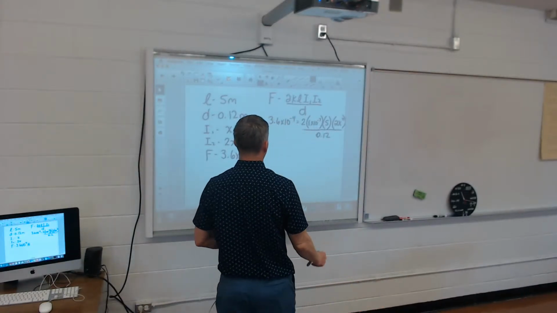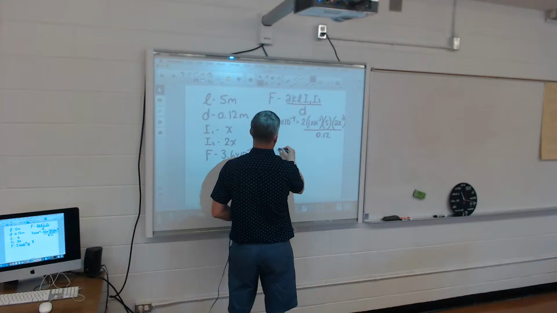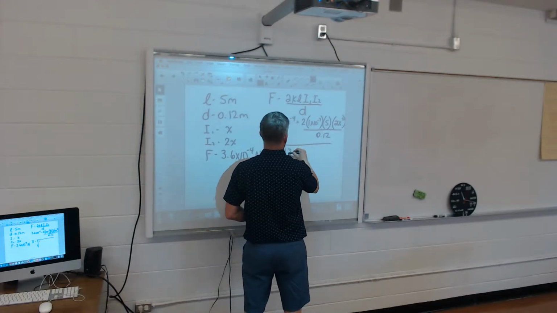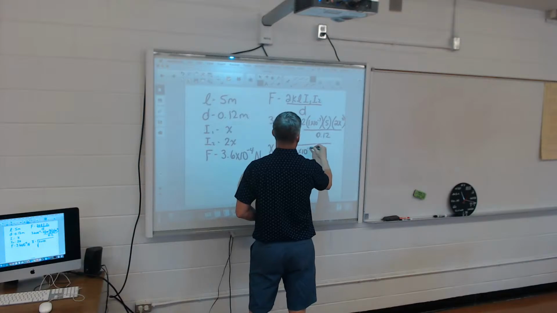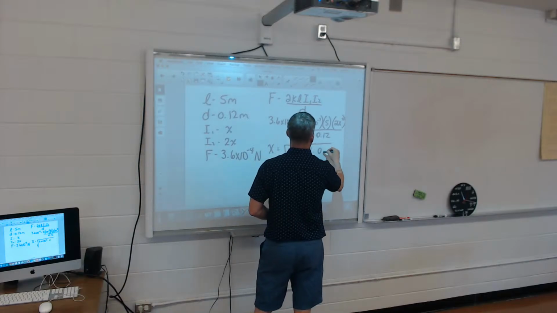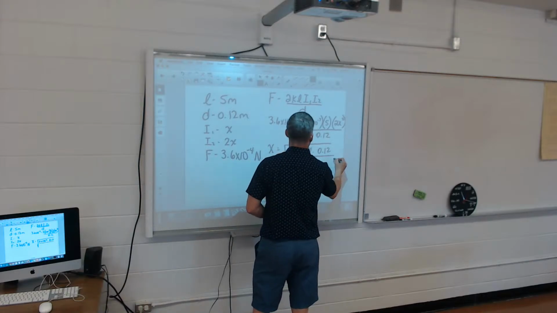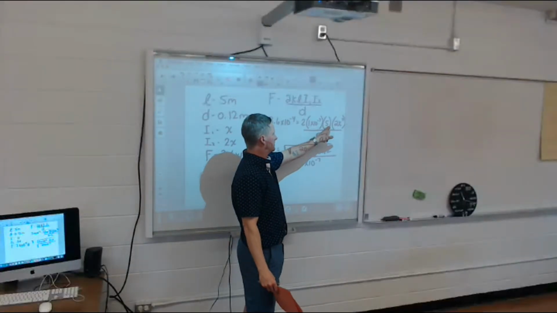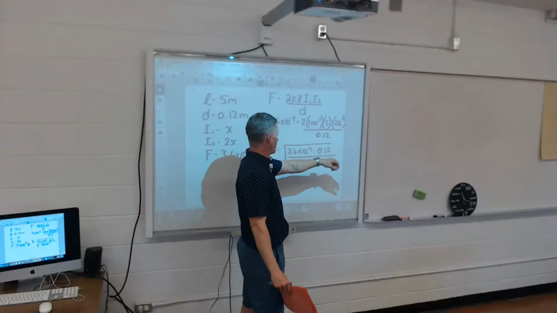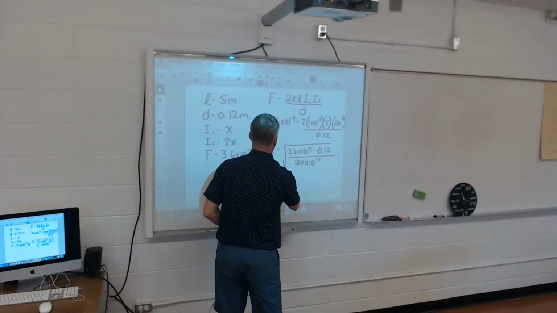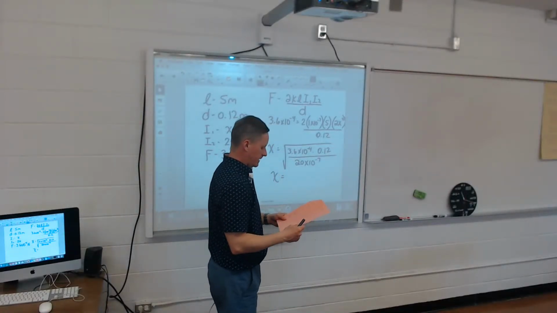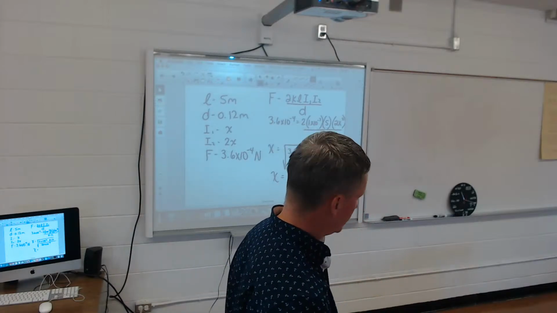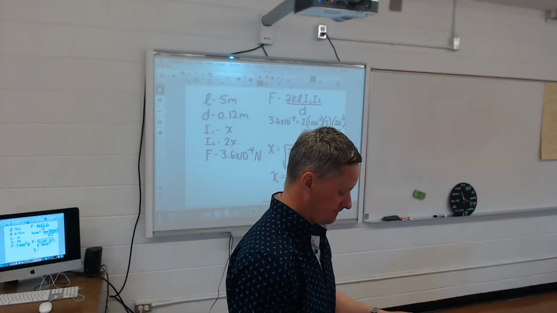So let's find out what x is. And that's going to be the square root of 3.6 times 10 to the negative 4 times 0.12, divided by, okay, so I take 2 times 1, which is 2. 2 times 5 is 10. 10 times 2 is 20. 20 times 10 to the negative 7. Square root all that, and that should give me what my x is. So the current in one conductor.